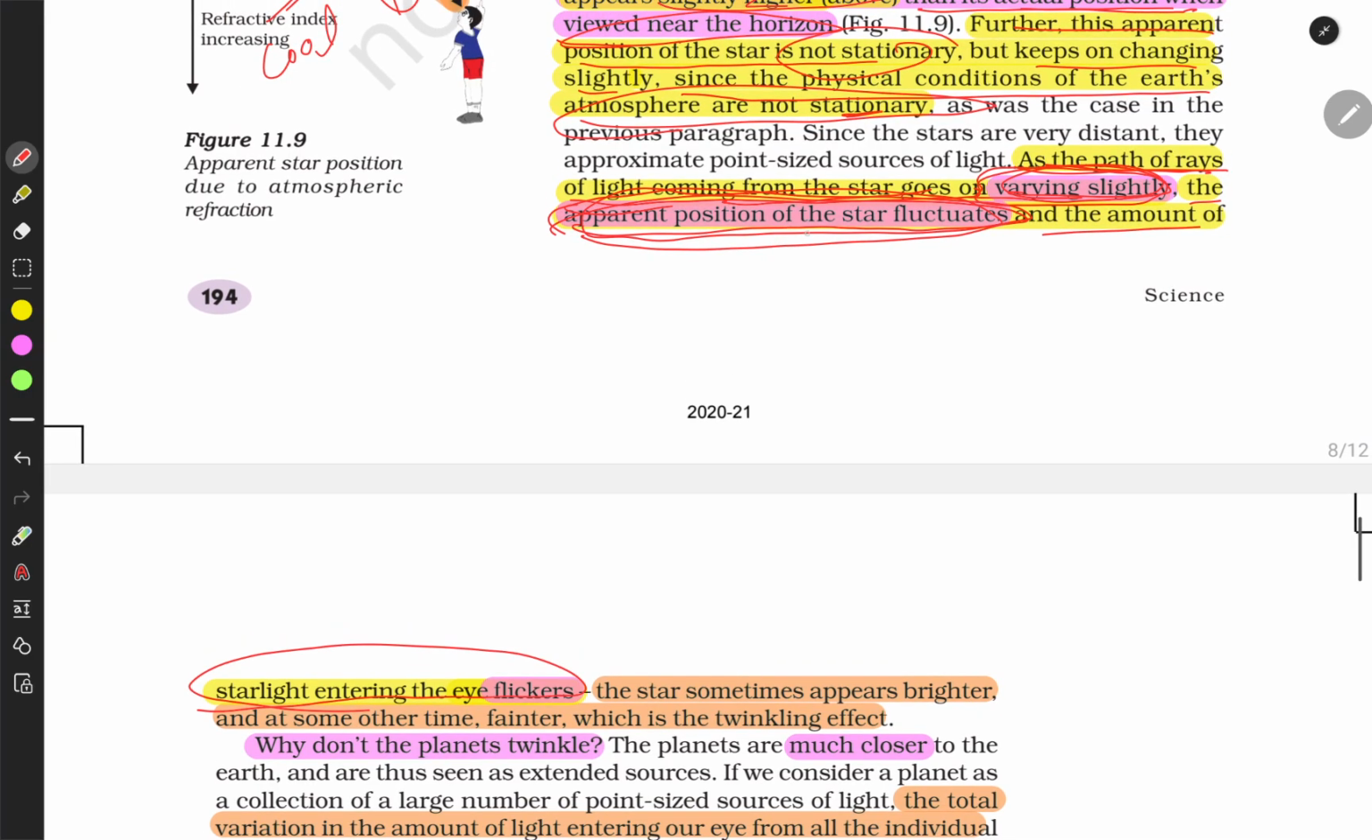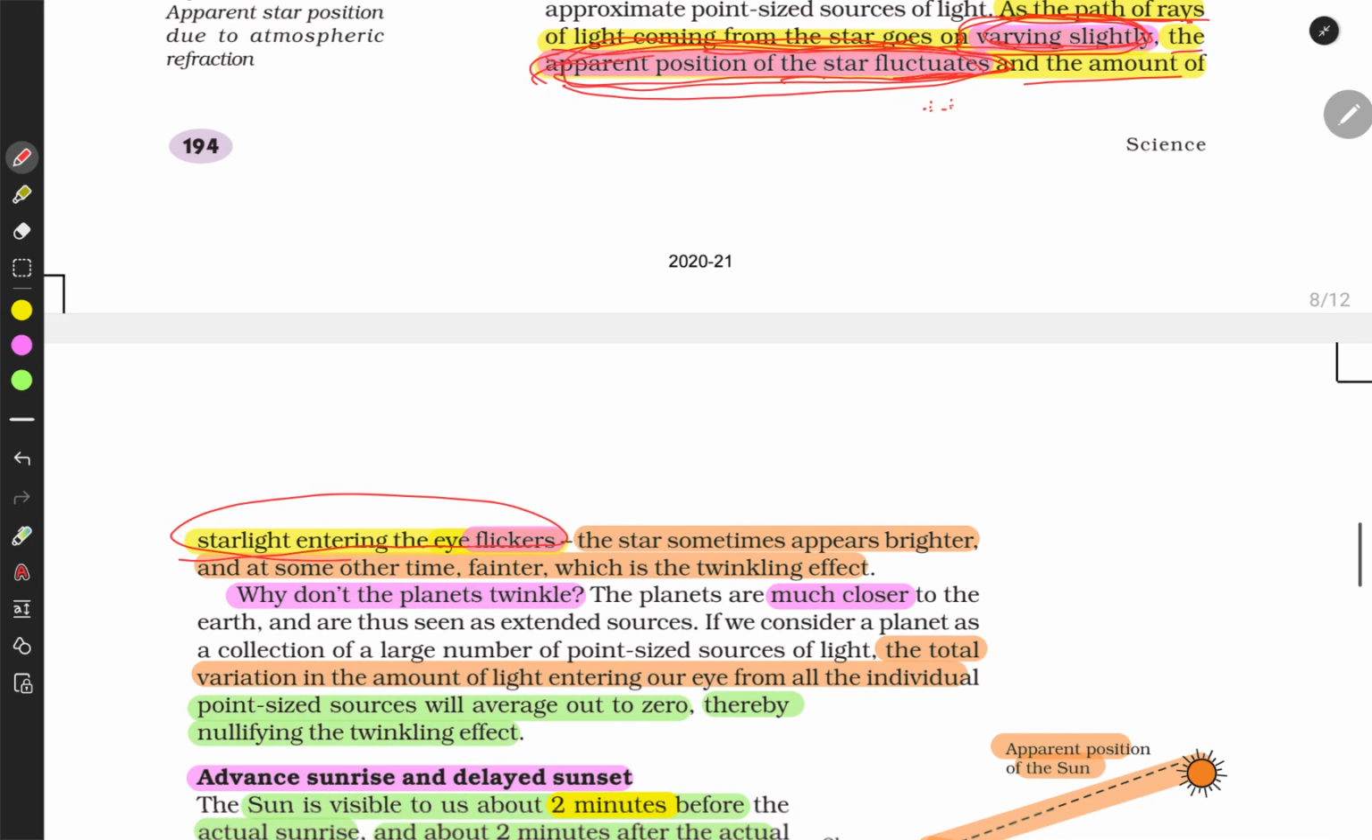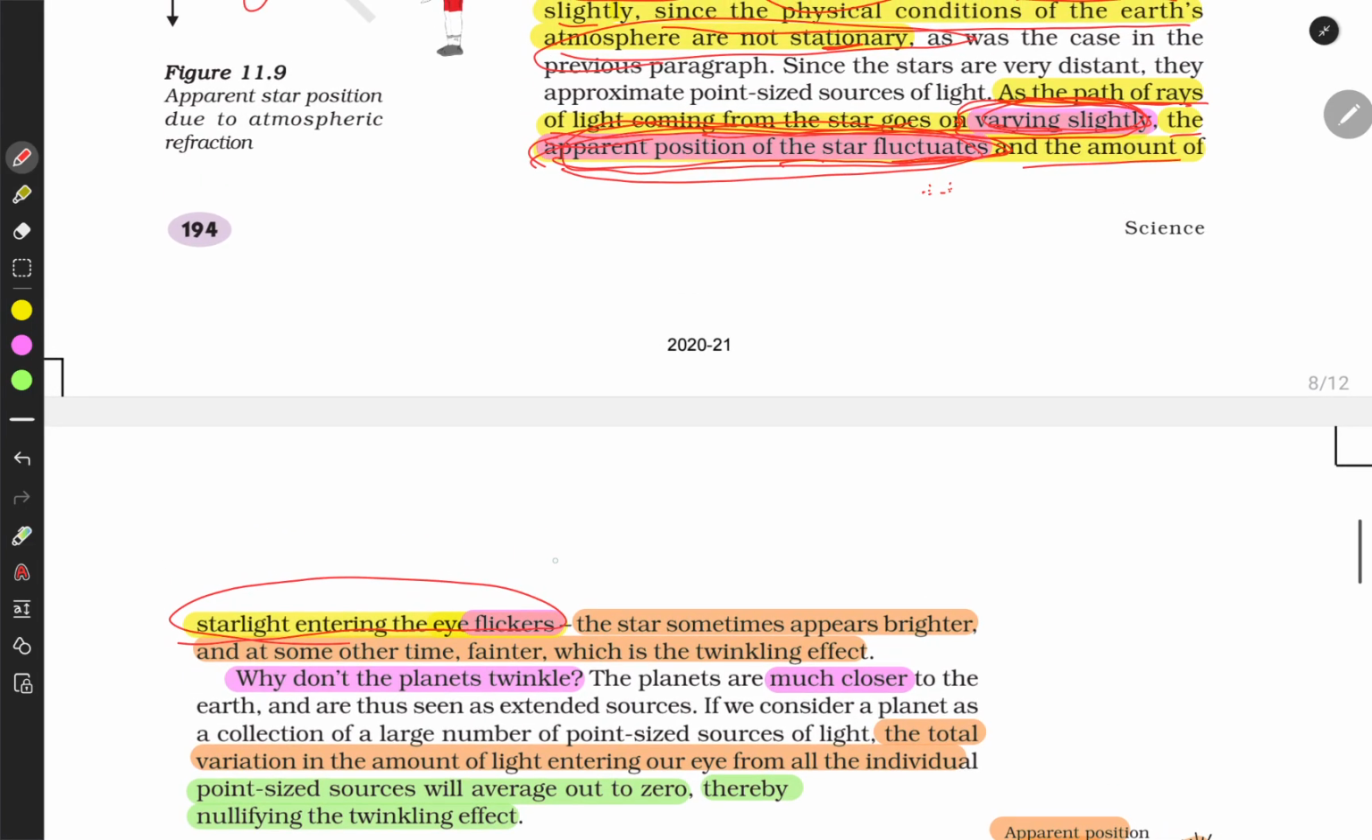Two things happen. The apparent position moves slightly, and the amount of light entering also flickers. So the star sometimes appears brighter, and sometimes it becomes fainter, and this is what we call the twinkling effect.